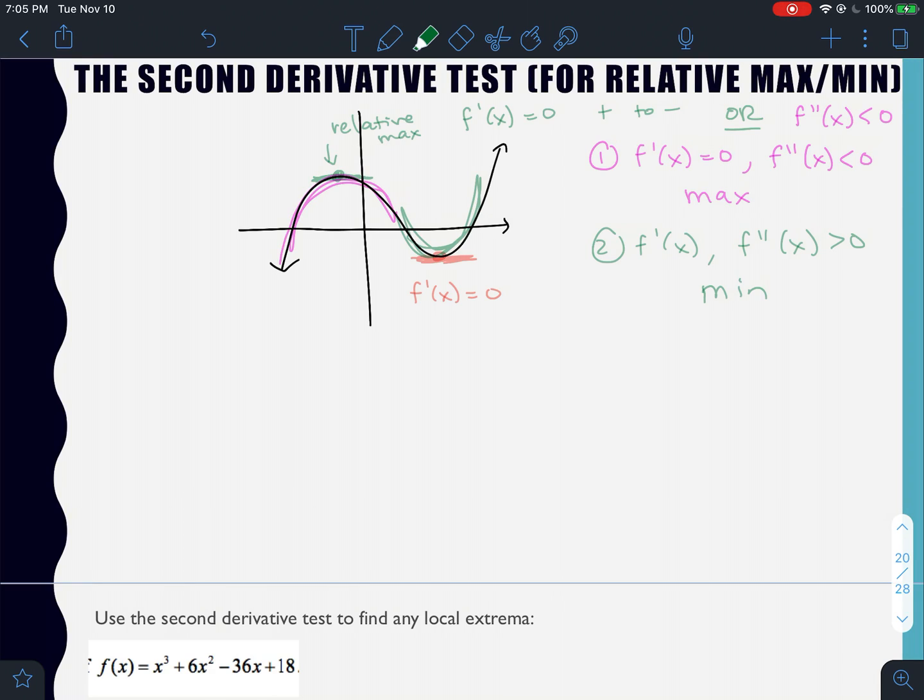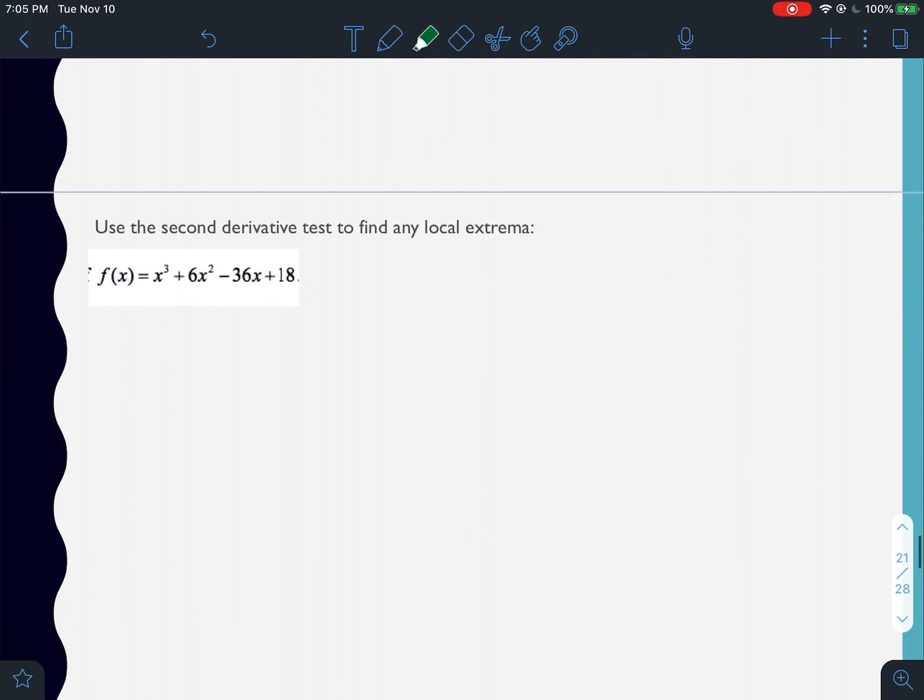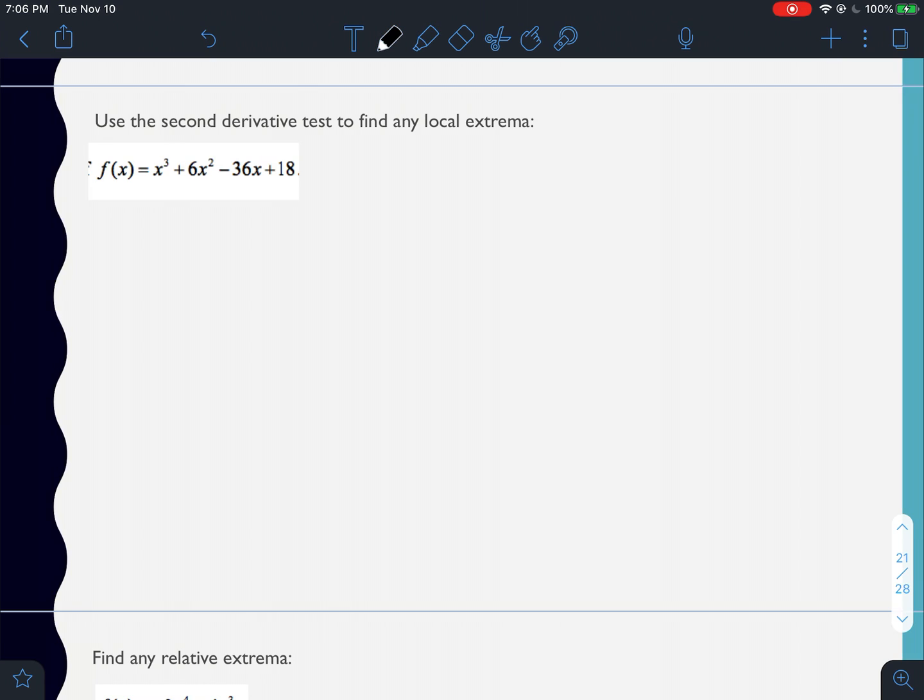So instead of making a sign chart to figure out whether you have a local minimum or a local maximum, if it's easy to find the second derivative, you can use the second derivative to determine whether or not that point is a minimum or a maximum. For example, we can use the second derivative test here if we wanted to. So first we need to find the critical number.